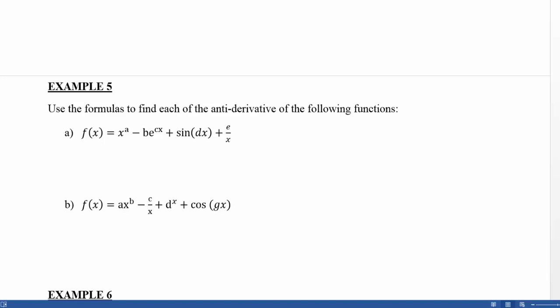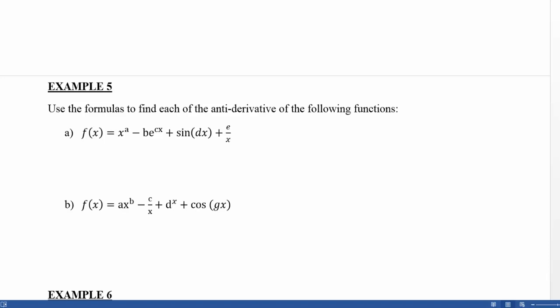Use the formulas to find each of the antiderivatives of the following functions. So we have f of x equals x to the a minus b e to the cx plus sine of dx plus e over x. So here, a, b, c, d, and e are going to be constants because it's f of x, which means that x is your independent variable.